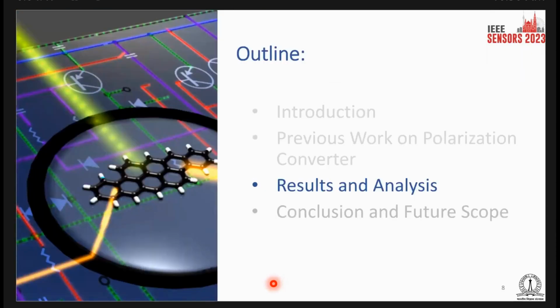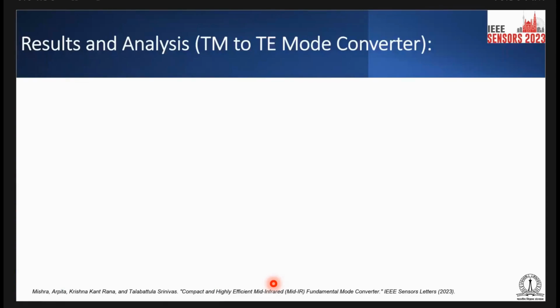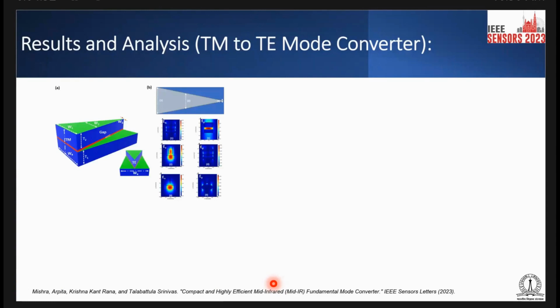Next I'll be talking about the polarization converter which we have worked on. This is our structure. Earlier you saw a similar structure that had both vertical and horizontal slot waveguides. Here we have used a vertical slot waveguide, where we give TM at the input and get TE at the output. You can see in the picture that at the first place you are giving the TM, and at the end you are getting the TE as output.